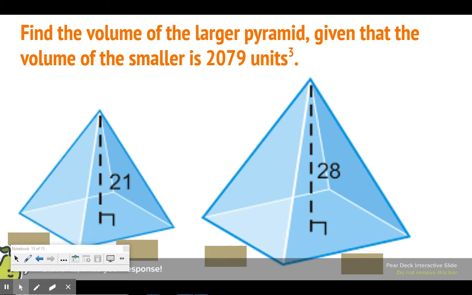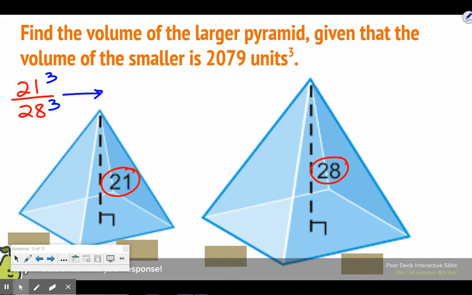All right, first thing, here we have find the volume of the larger pyramid, given that the smaller volume is 2,079 units cubed. Now notice that they did give us two measurements. Okay, we're going to assume that these solids are similar in this problem. So that means 21 and 28 would be proportional to each other. But we know we can't use 21 over 28 when we're dealing with volume. When we're dealing with volume, we need to cube them. That would be the proportion that we'd want to use.